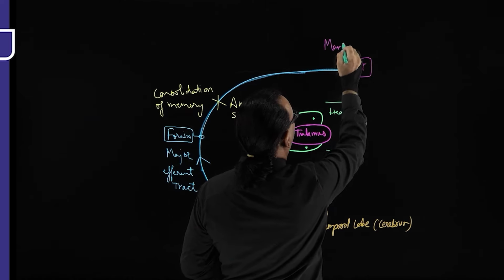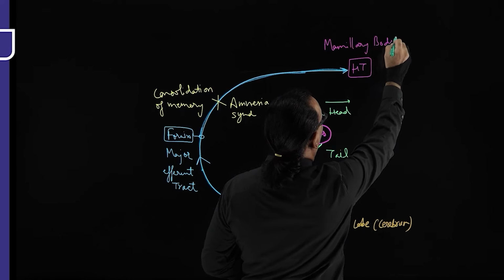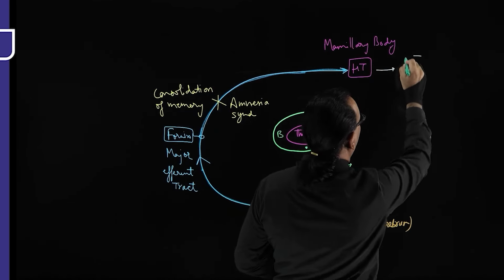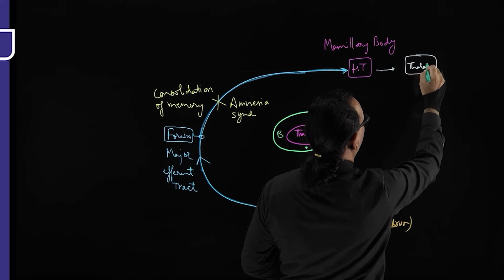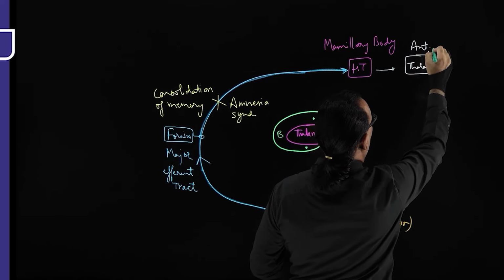And from the mammillary body, where the information will be going towards, it is moving towards the thalamus. And which nucleus of thalamus? It is the anterior nucleus of thalamus.